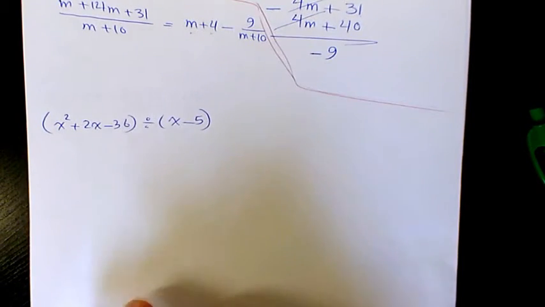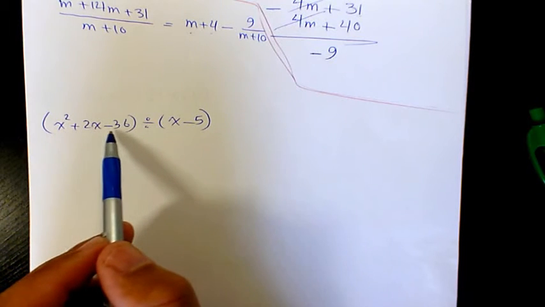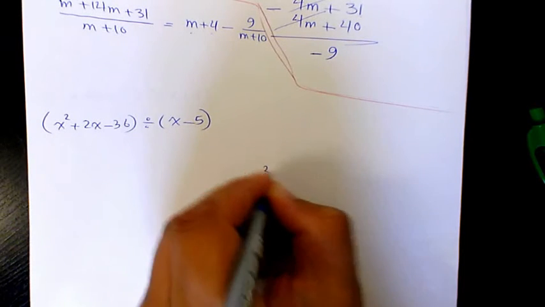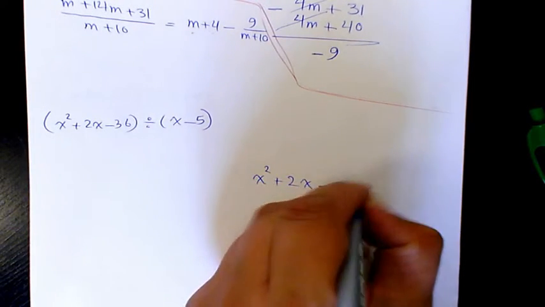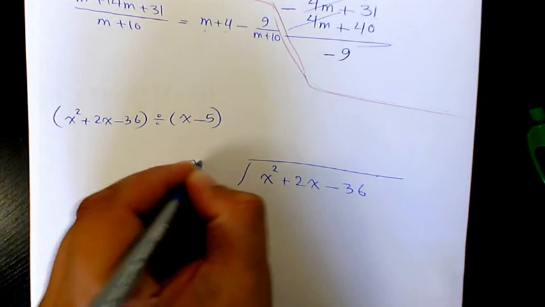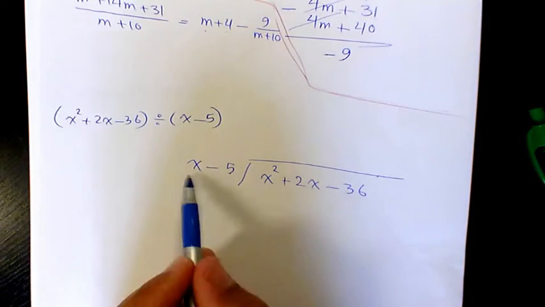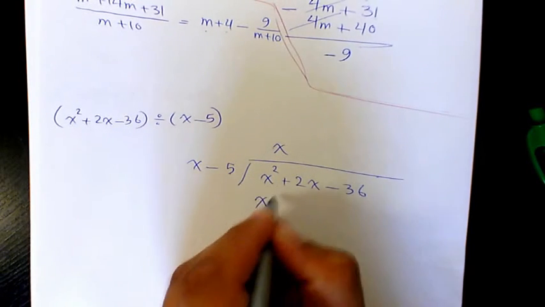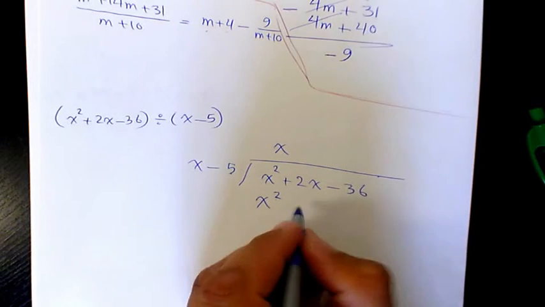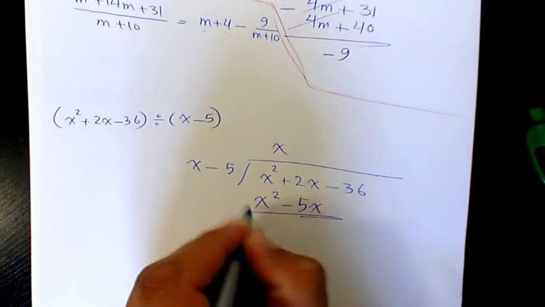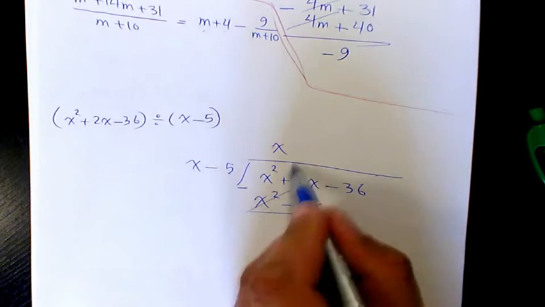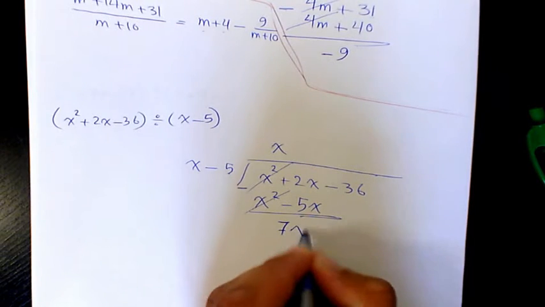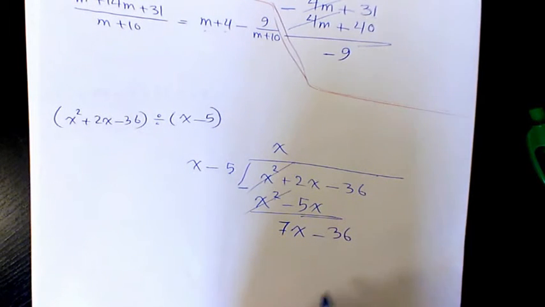Next example. x squared plus 2x minus 36 divided by x minus 5. So that's going to be x squared plus 2x minus 36 divided by x minus 5. So x squared divided by x is going to be x. x times x is going to be x squared. x times negative 5 is going to be negative 5x. And then you subtract it. These two cancel out. 2x minus negative 5x is going to be 7x minus 36.